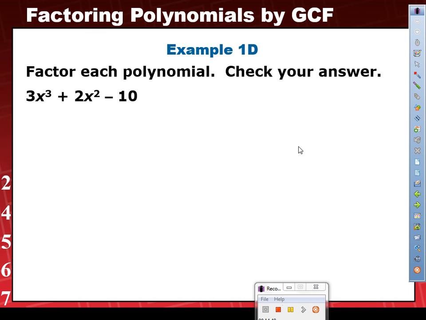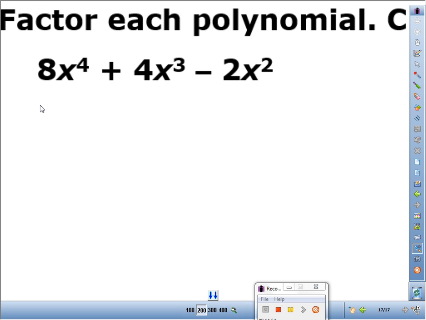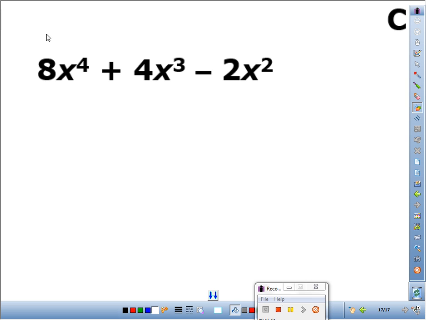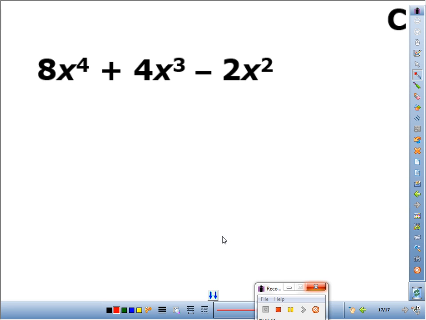Are we there? Let's move on. Copy this next one. Example 1E. Do this one by yourself. 8x to the 4th plus 4x cubed minus 2x squared. Go. Okay, let's see. What did you get for the GCF?